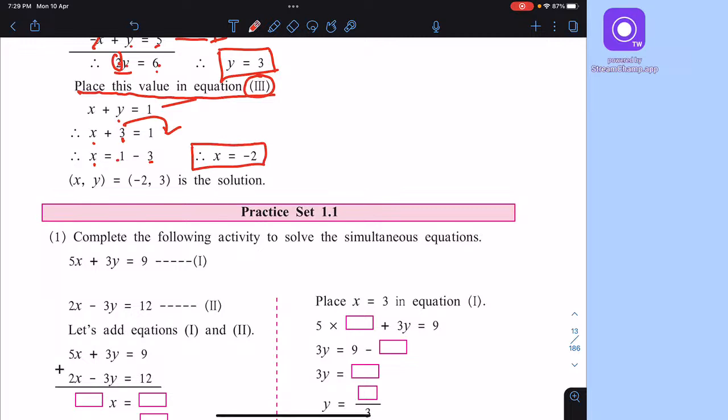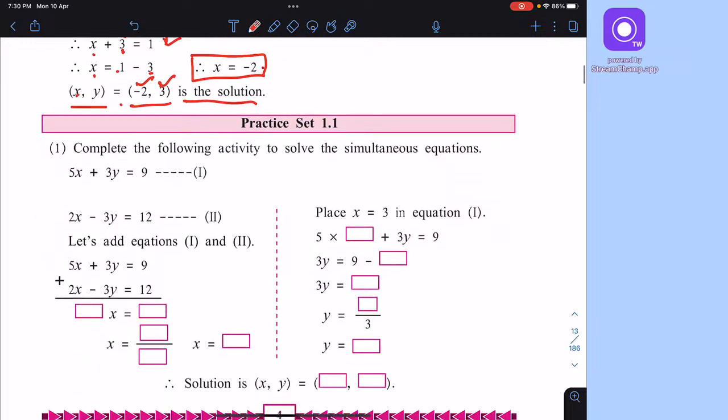Now while writing the solution, you can say that bracket x comma y is equal to bracket. First you have to write the value of x. So x is minus 2, so you have written that first. And then you have to write the value of y. So y is 3, that is written later. So that is how we solve the equations in two variables.